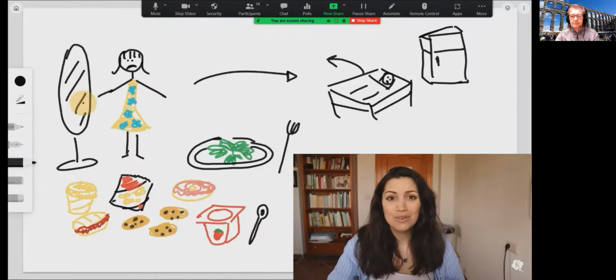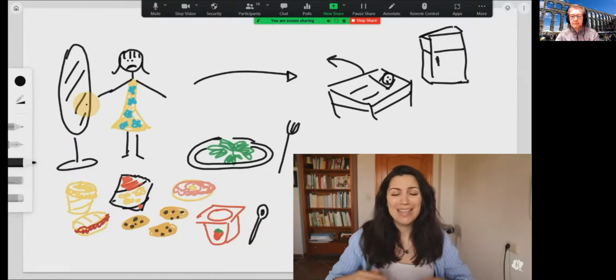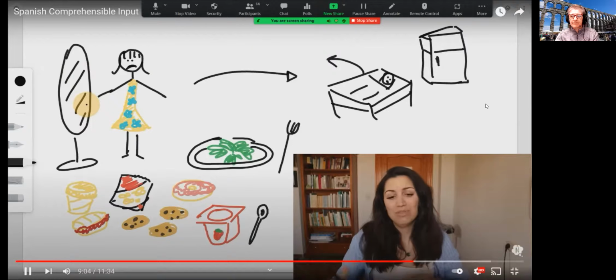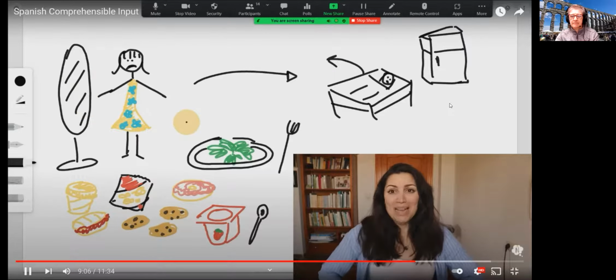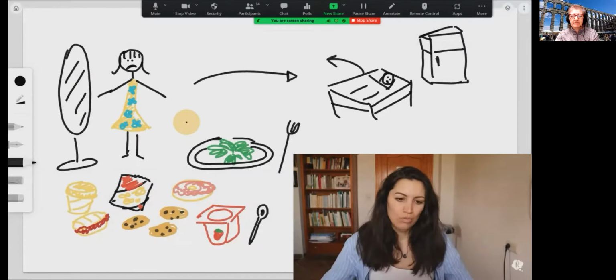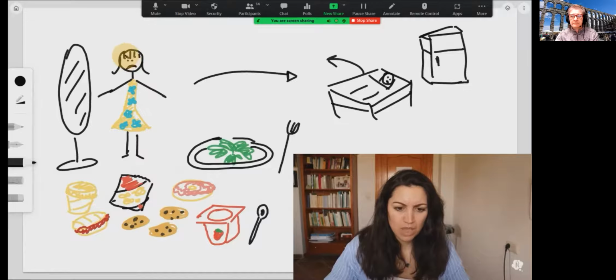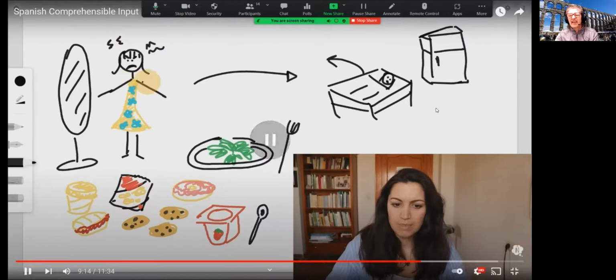Pero el vestido todavía le queda muy pequeño. El vestido le queda pequeño. Rosa está muy enfadada. Muy enfadada. Enfadada es enojada. Enfadada is a word they use in Spain to say angry. Yeah, angry, more than annoyed. Enfadado means the same thing as enojado, angry.